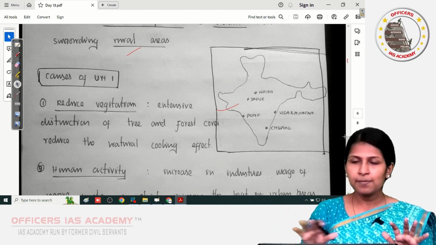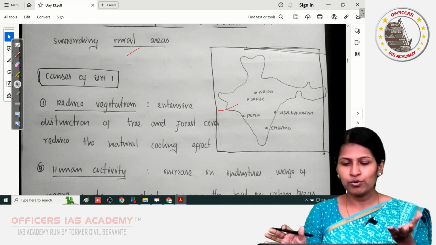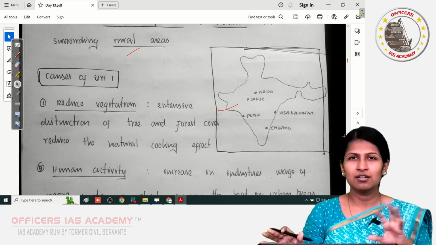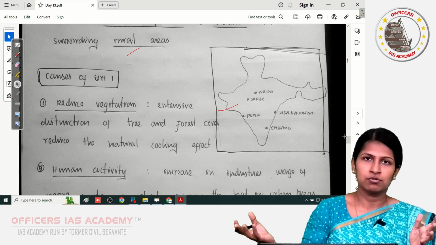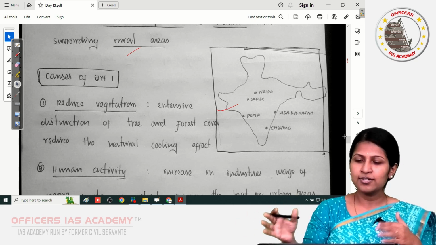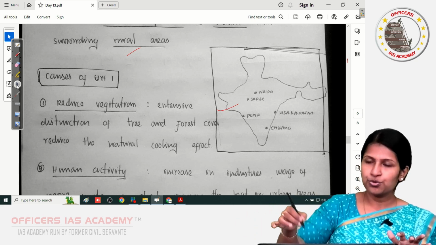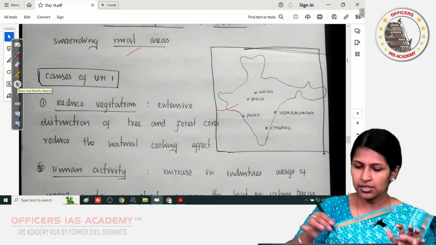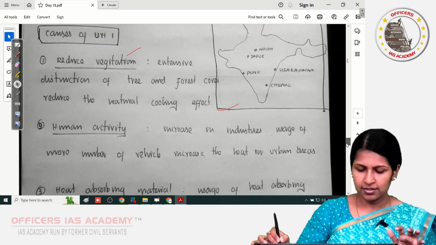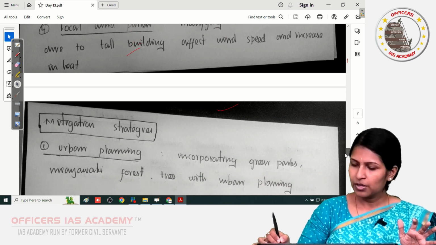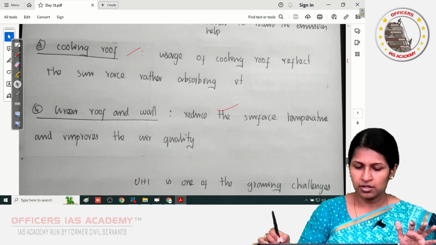So this map is of no relevance to this particular question. Please avoid drawing such maps, and there's no title either. It is quite unclear what you're trying to convey. I wanted to show this paper just because of this reason. The other parts of the question, the causes and mitigation strategies, everything was fine.